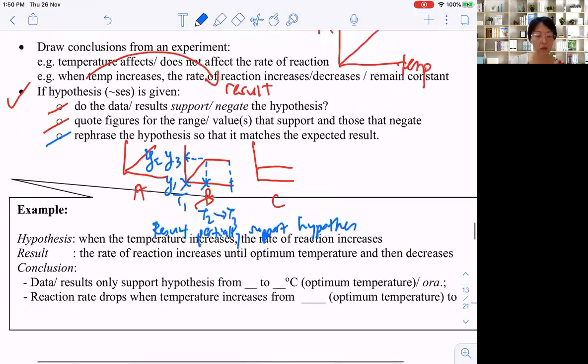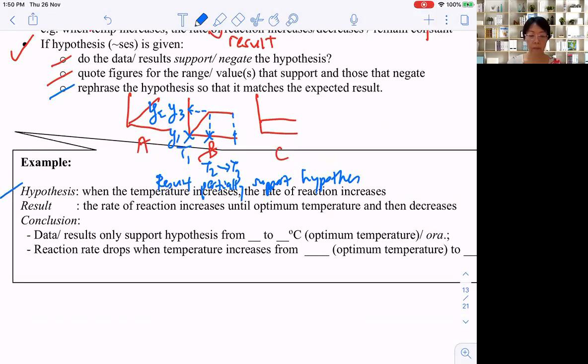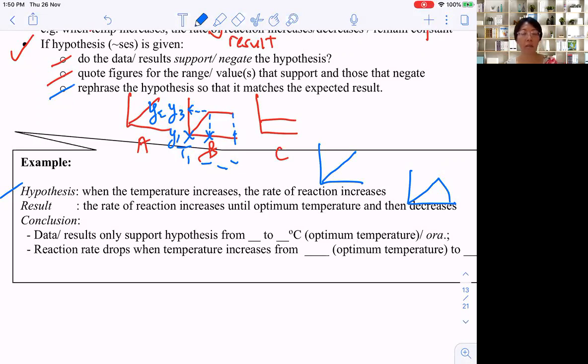So this is what I have mentioned just now about writing a conclusion. Your hypothesis is when temperature increases, the rate of reaction increases. And the result shows that the rate of reaction increases until the optimum temperature and then decreases. So this is another case, right? So your results show this. Your hypothesis is this one. So what is your conclusion? The data partially support the hypothesis. Which part supports, which part does not support? If it does not support, how does it look like?